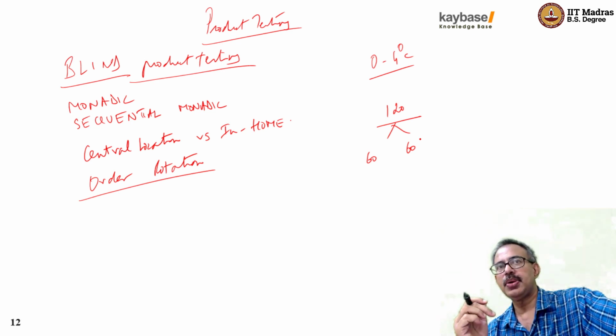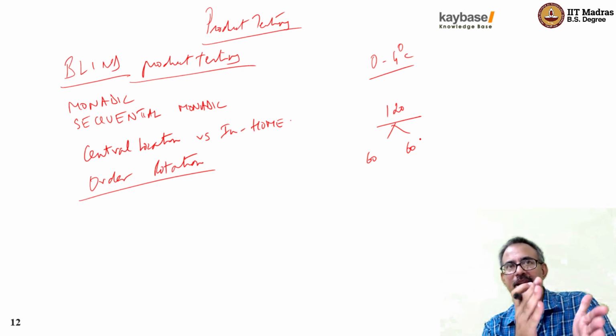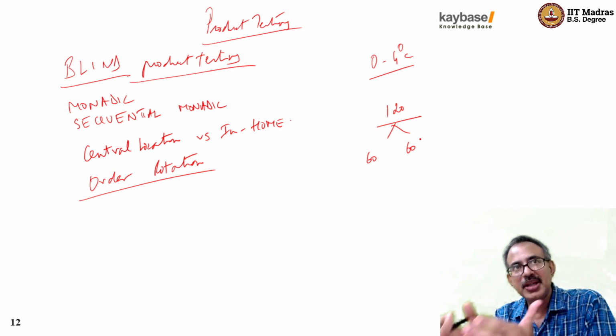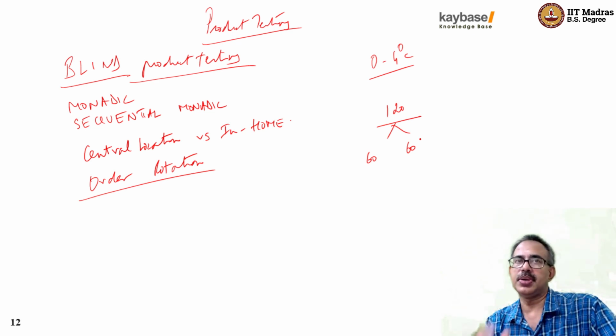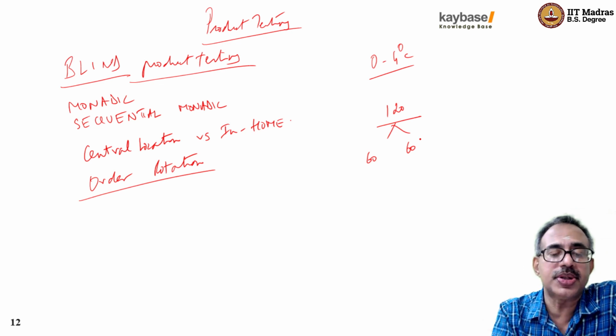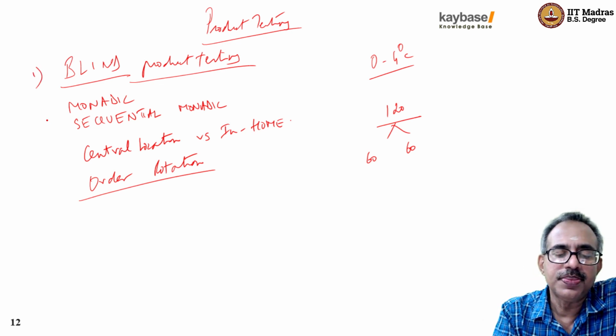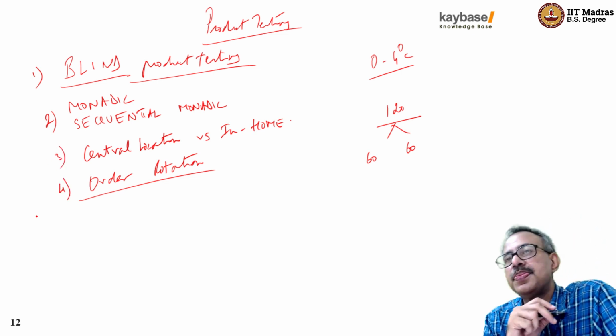In the oil example also you may remember A, B, C for some people, B, C, A for some people, C, A, B for others. That is called order rotation. So these are 4 important concepts: blind product test, monadic and sequential monadic, central location versus in-home, and order rotation.